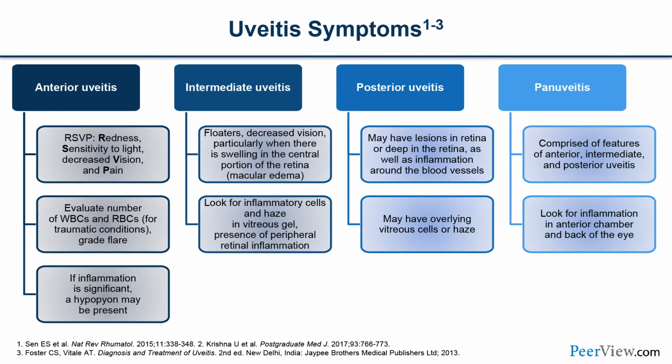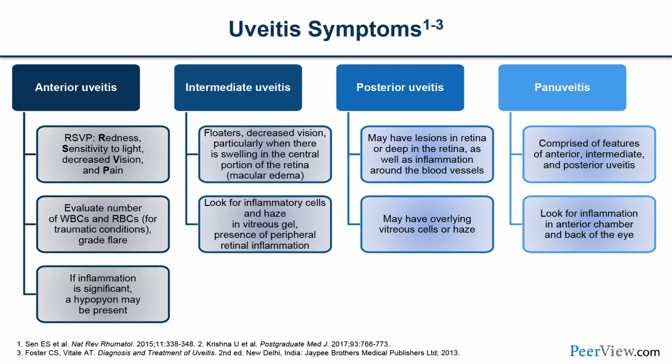And with intermediate uveitis, conversely, patients may not have pain or redness or light sensitivity, although they often will have decreased vision. What we'll see are floaters or blurred vision or decreased vision, especially if there's macular edema, like swelling in the center part of the retina that we use to read and see faces and do high definition vision. So we look for those inflammatory cells and haze in the vitreous gel and the presence of peripheral retinal inflammation in intermediate uveitis. Posterior uveitis, again, we look for inflammatory regions in the retina or in the choroid, and we can see those clinically with our examination, and we can also see them using specialized imaging technology.